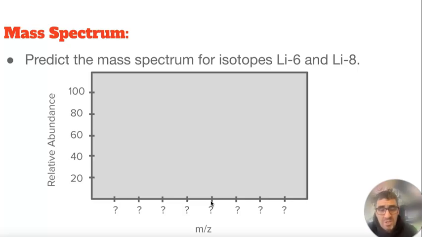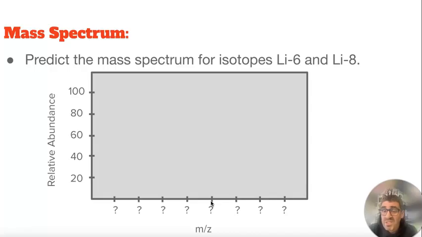All right, so the last portion of this video is to predict what a mass spectrum would look like based on given certain isotopes. The example that we're going to look at is lithium. Suppose lithium shows up in two isotopes, lithium-6 and lithium-8. What would the mass spectrum look like? You might be thinking, how the heck were you supposed to do this?